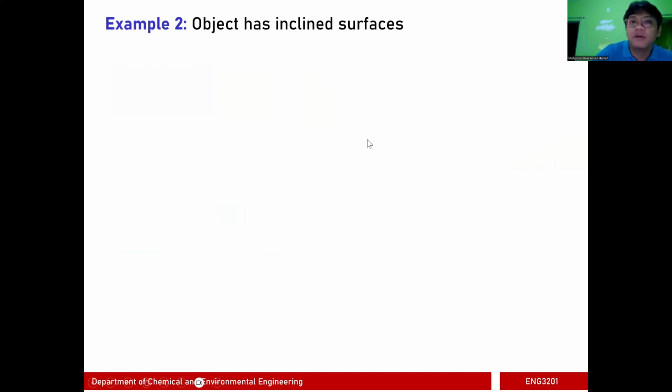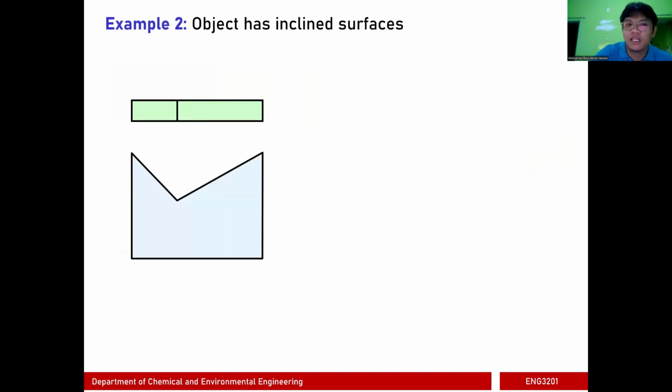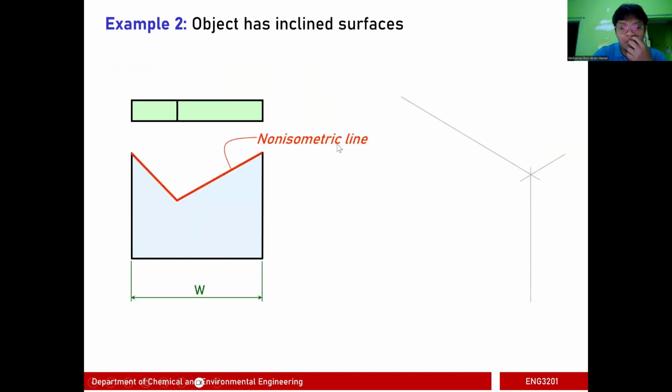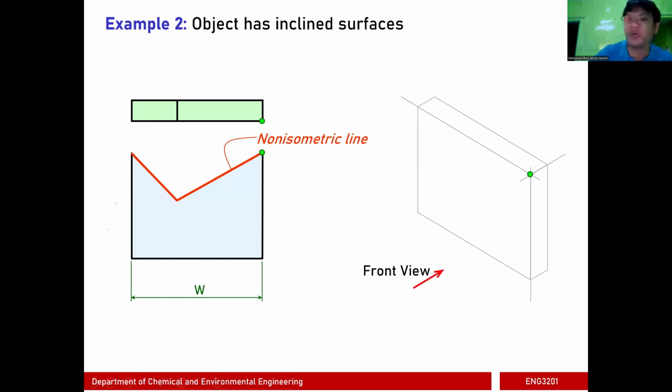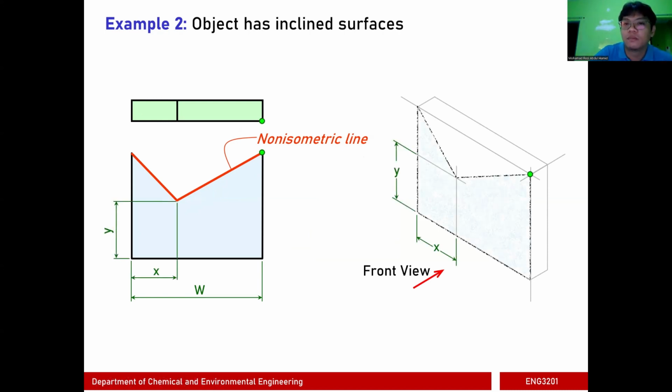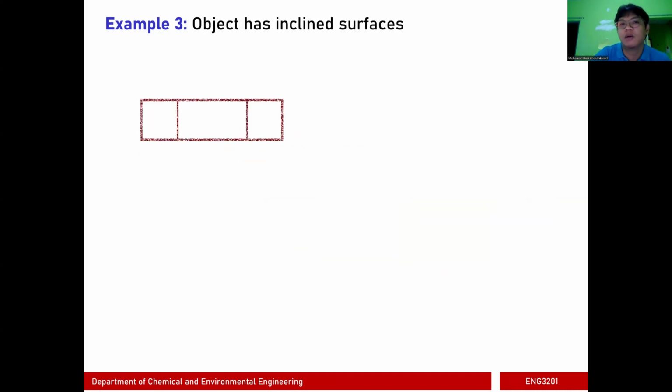Now, what if the object has an inclined surface like this? You have an inclined surface. So these are non-isometric, the rest are isometric. So how do you want to draw them? Again, I don't want to teach you how to draw, but we'll just see how it's being constructed. Yeah, this is how it looks.